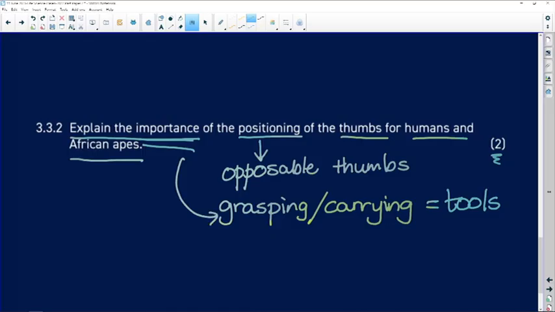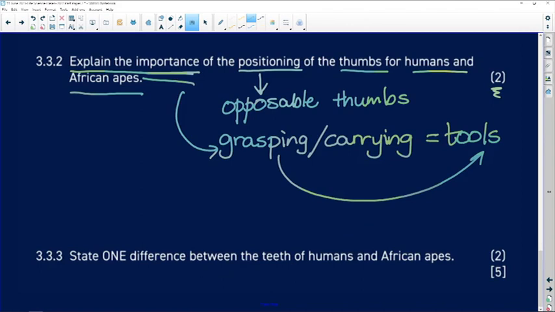Look at your dog, for example. It can't pick up a pen. It can't hold a pen because it hasn't got an opposable digit. So when we have an opposable digit, the importance of that is for grasping, and the significance of that is development of tool usage.